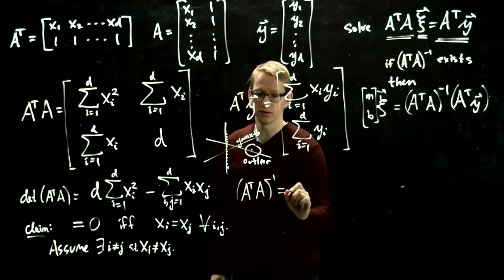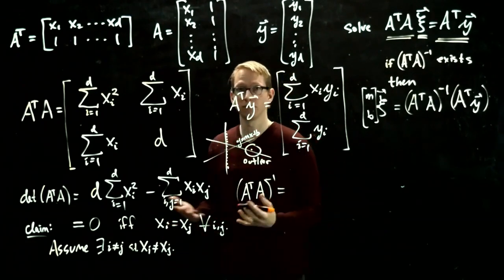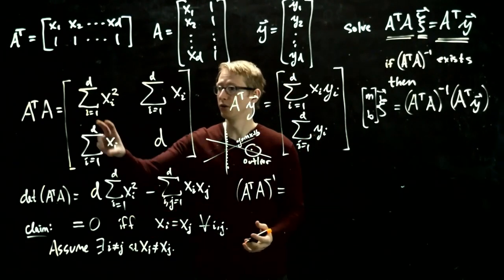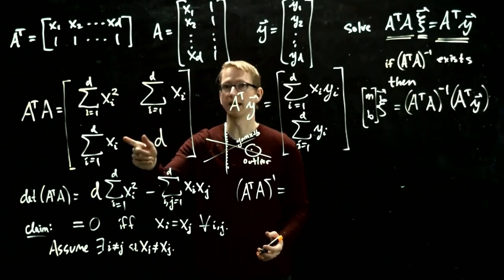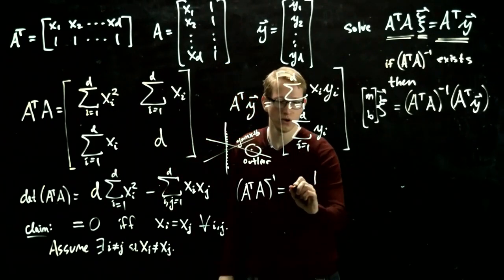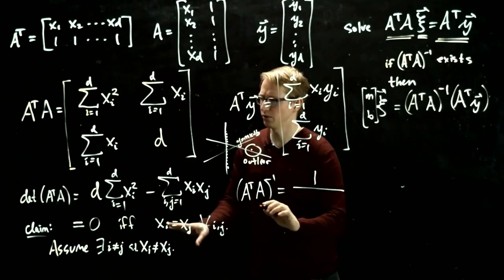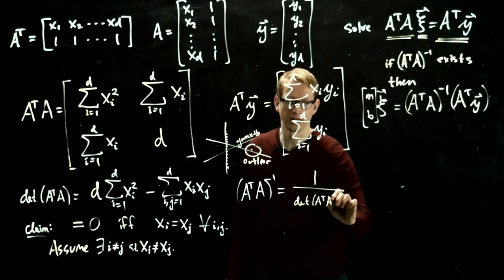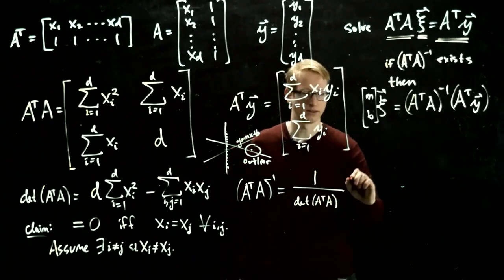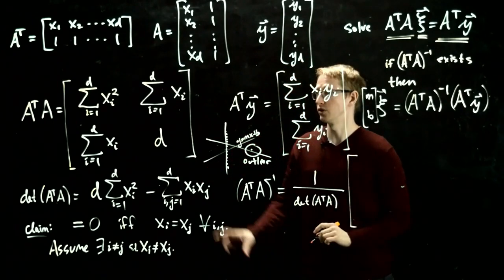And this is easy because it's just 2 by 2. We maybe remember this formula. We just divide by the determinant. We swap these two entries, and we negate these. So this is just 1 over this determinant. And I don't want to keep writing it, so let me just write determinant of A transpose A, and just remember that it equals this. And then we swap these entries.